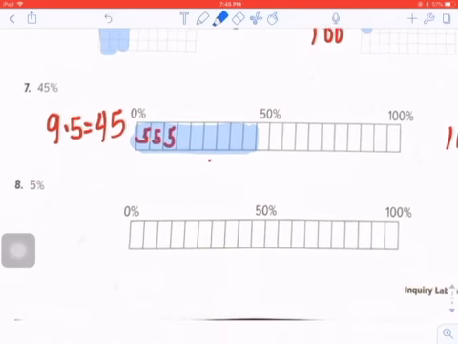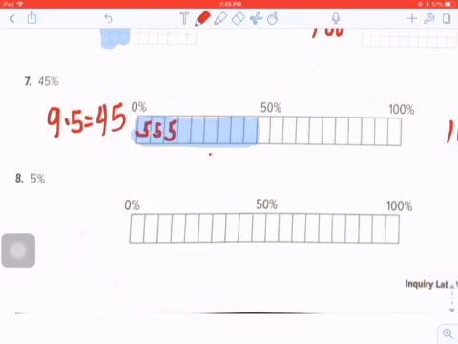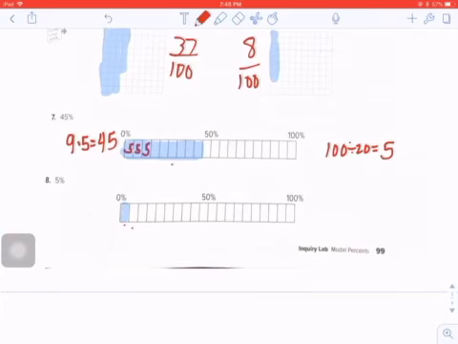And this last one, 5%. Again, this has 20 sections in it. So 5% would just be a single bar. Right? So hopefully that helps you out.